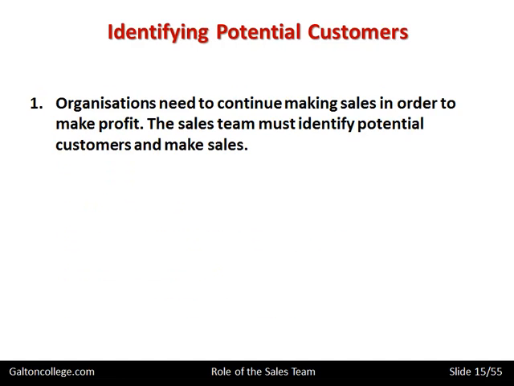Now, identifying potential customers. Well, organizations need to continue making sales in order to make a profit. So sales and profit, well, sales revenue is half the equation. Profit is just the difference between sales revenue and costs. So it's imperative that the sales team continue to make sales. And they must identify potential customers to make the sales. They must constantly look at potential customers and existing customers, maintain the existing customers, customer retention, but also expand to try and make additional sales, and also to beat the competitors.